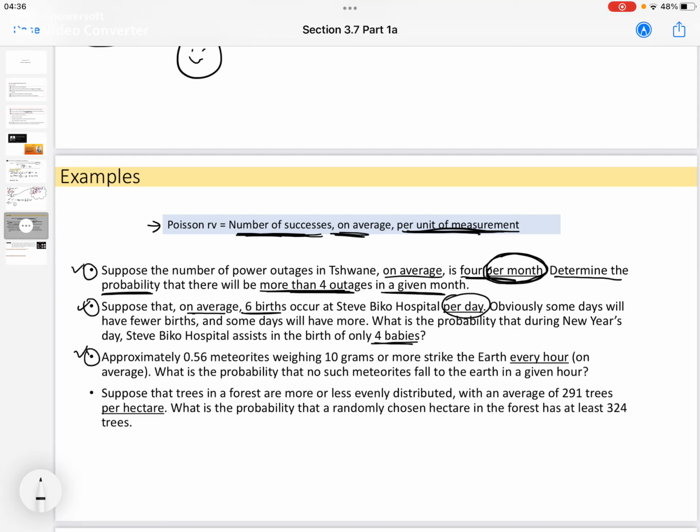Right, so the third example says approximately 0.56 meteorites weighing 10 grams or more strike the earth every 1 hour on average.